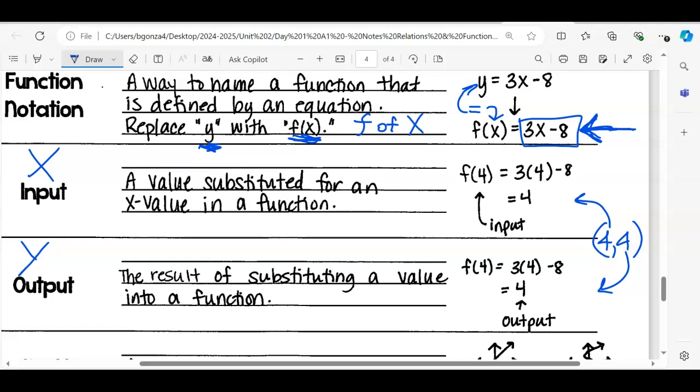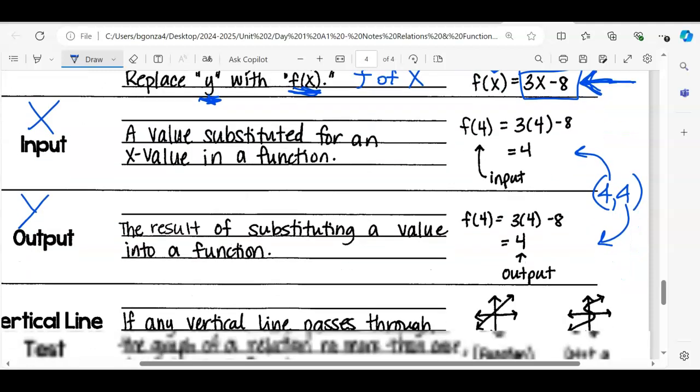Okay, so just so you know, we're talking about functions this unit. Functions are like a machine. You put in an input x, you do the math, you get an output y. Okay? That's what it's all about.